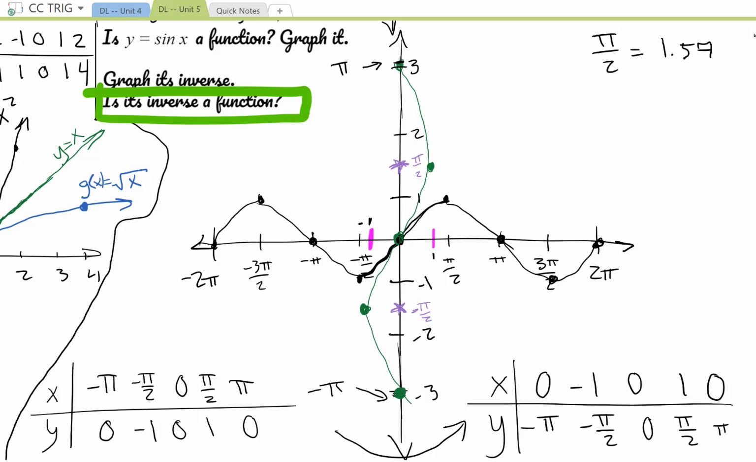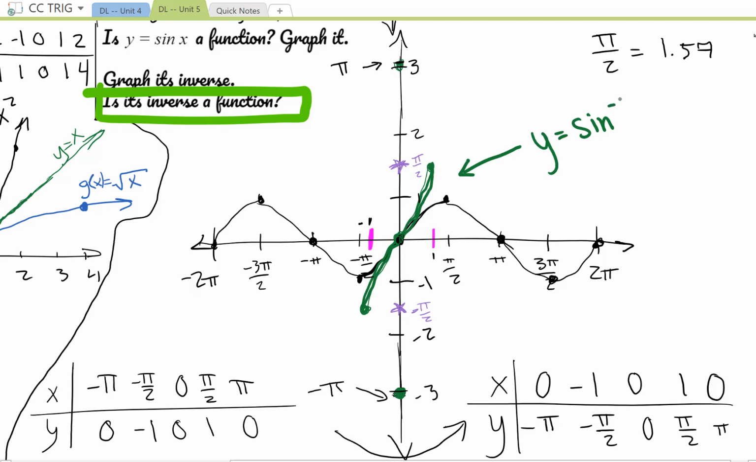In order to make the inverse of sine a function, we have to put restrictions on it, just like we did with the parabola. They said, what if we just don't show it going on and on and on forever? What if we just take a sliver, a piece of the sine function? So what if it doesn't go all the way up to there and it doesn't go all the way down to here? This right here is just a tiny sliver, and that is inverse sine right there. That is called inverse sine.